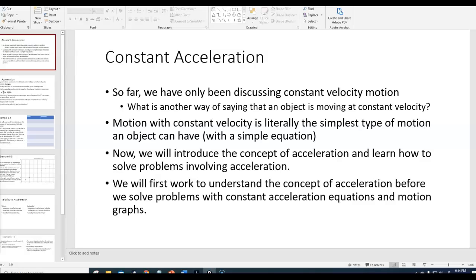So in this unit, we're going to step it up another notch and talk about a more complicated type of motion. To do that, we're going to introduce the concept of acceleration, and then learn how to solve problems with acceleration, both with equations and with motion graphs. So let's talk about this concept of acceleration in this video.